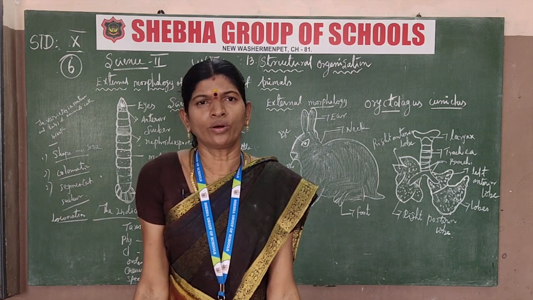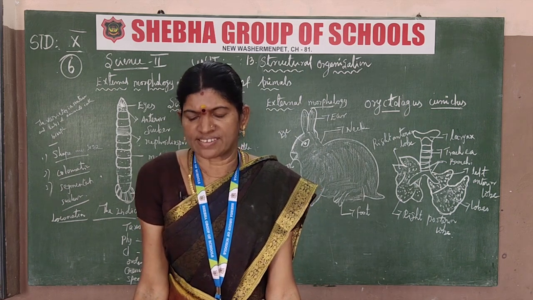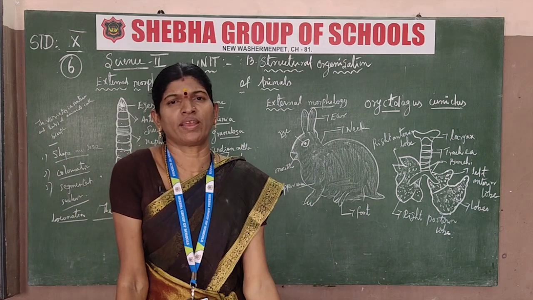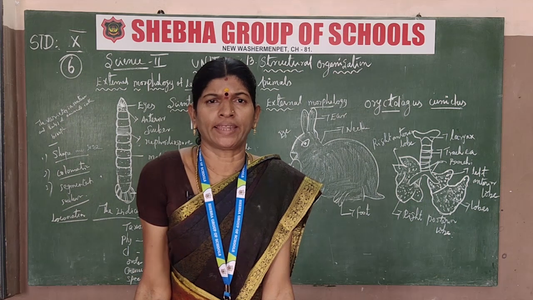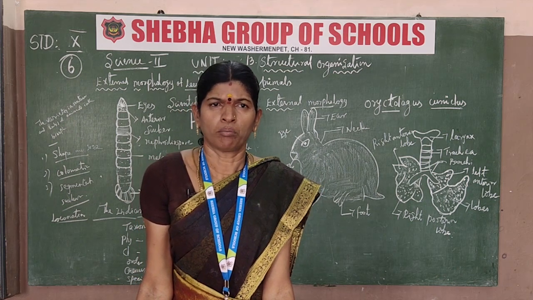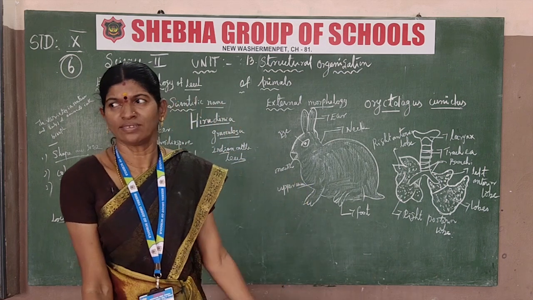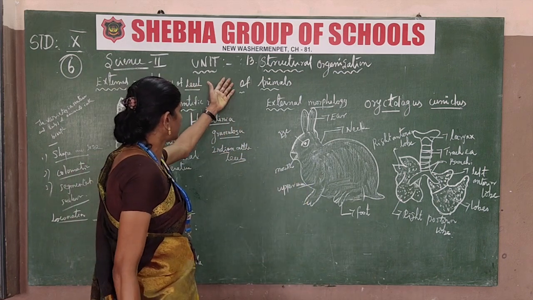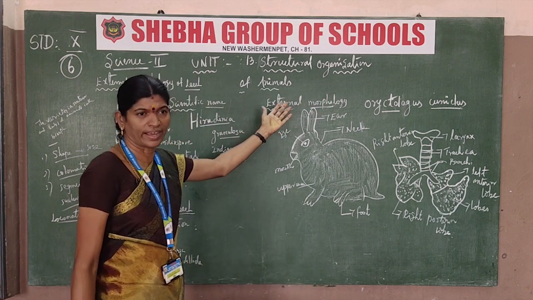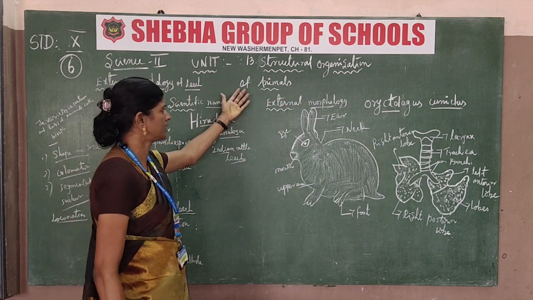Now we are going to Unit 13, the structural organization of animals. In the previous class session, we studied plant anatomy and plant physiology, so we studied botany. Now we are going to zoology. Unit 13: structural organization of animals. Is it clear? Structural organization of animals.